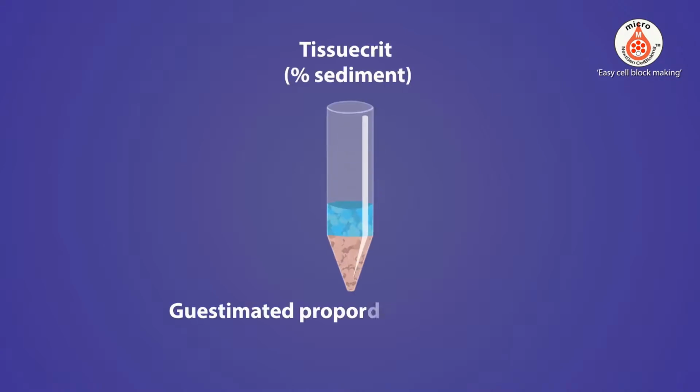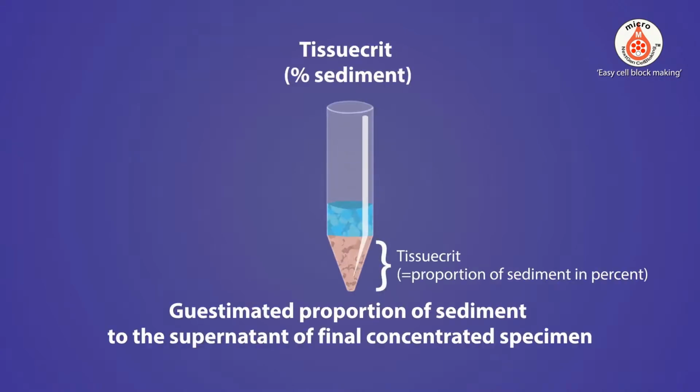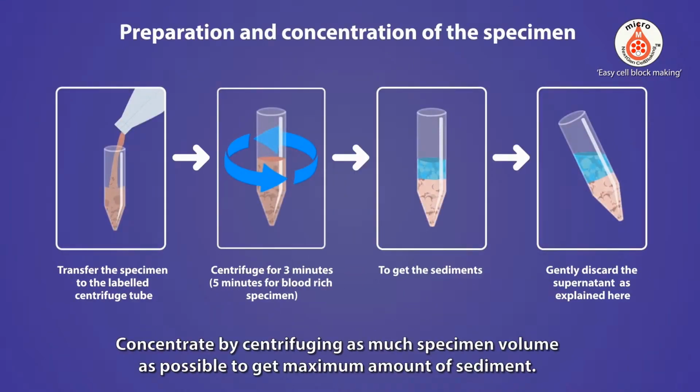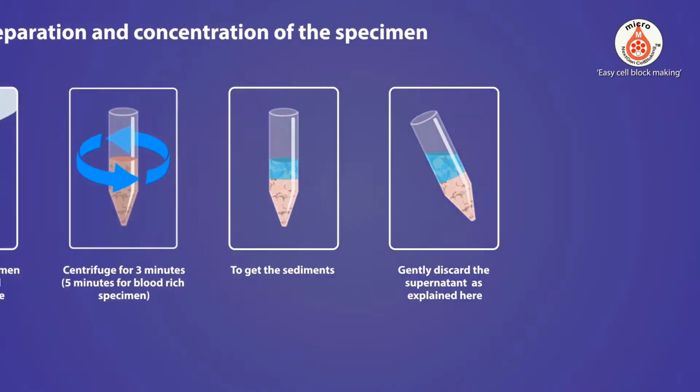Tissue crit is the proportion of sediments, with diagnostic cellular material without blood, in the final concentrated specimen. Concentrate by centrifuging as much specimen volume as possible to get the maximum amount of sediment.